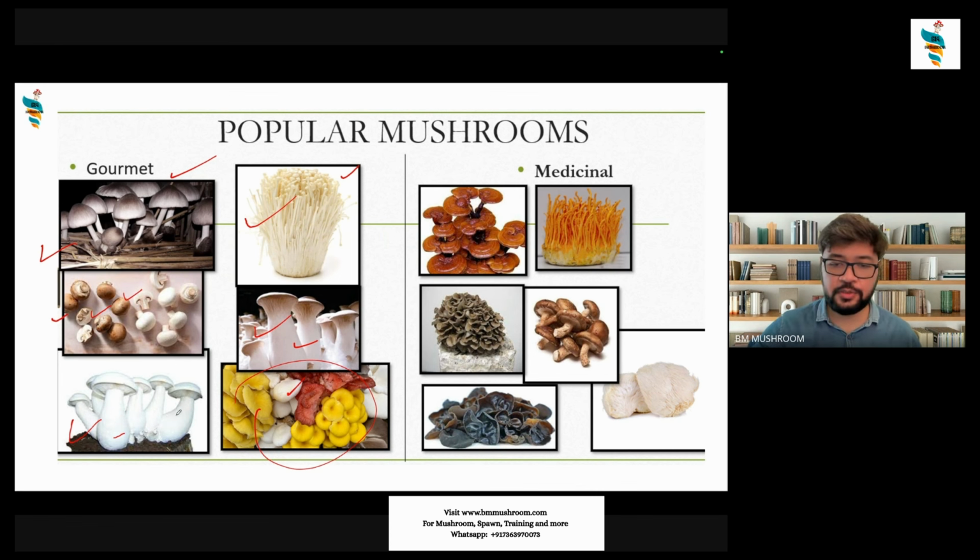This is milky mushroom. This is Mycology. This one is Reishi Ganoderma. This is our Cordyceps militaris mushroom. This is Shiitake mushroom. This is lion's mane mushroom. This is wood ear mushroom. So there are several varieties of mushroom which we can grow. So these are a few of the popular varieties of mushroom.